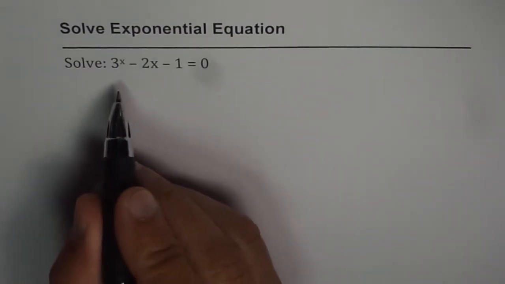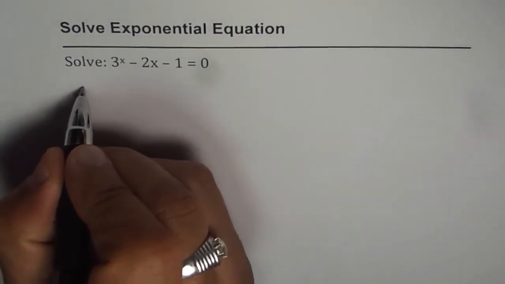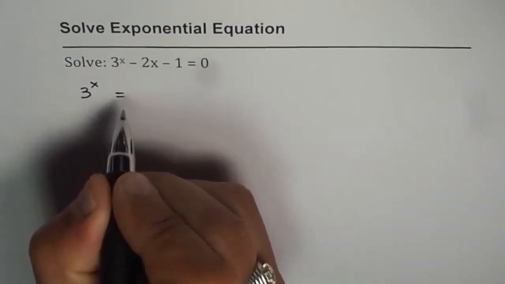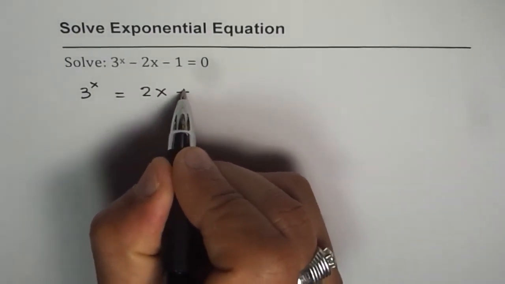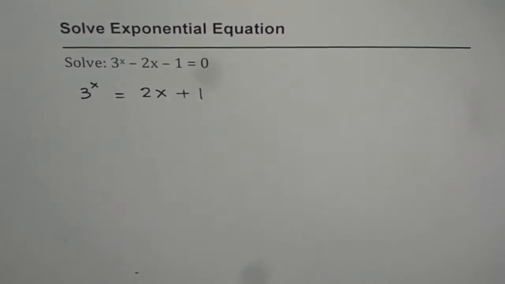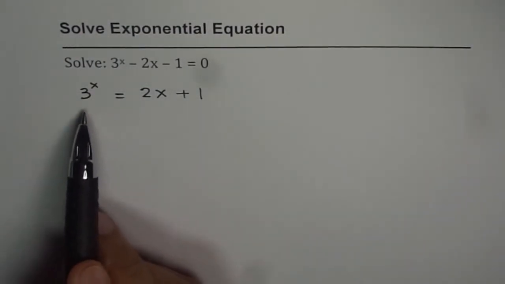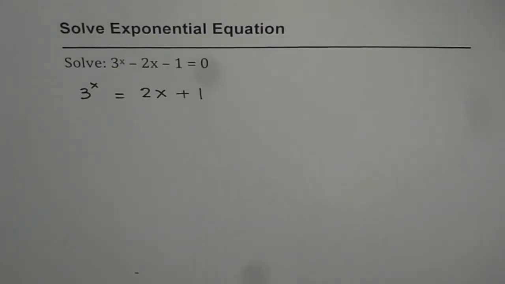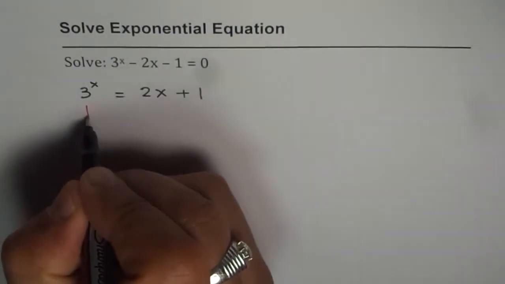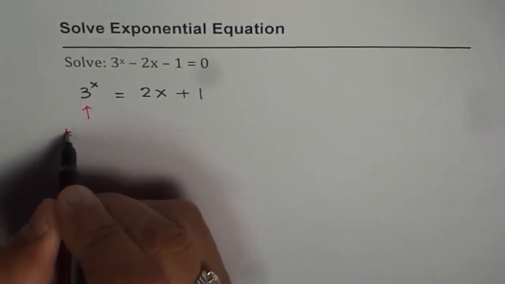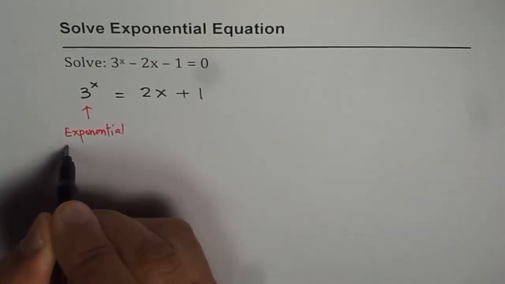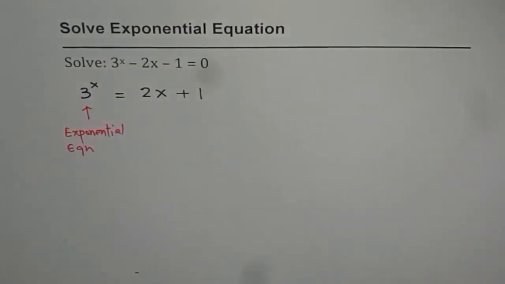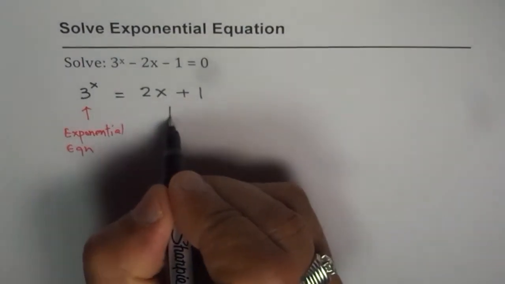Let's rewrite this equation. So we can write 3 to the power of x as equal to, when I take these terms to the right side, 2x plus 1. So basically, I'm trying to say that we have two different equations. One is an exponential equation, the other one is a linear equation. Do you see that? So we have this part, which is exponential. And then we have here a linear equation, right?